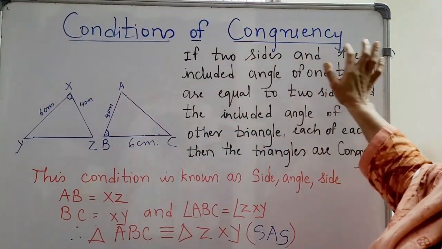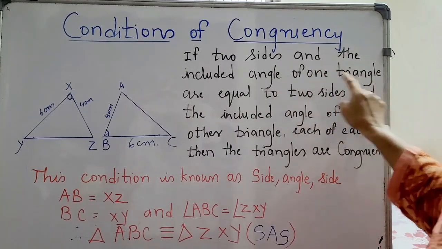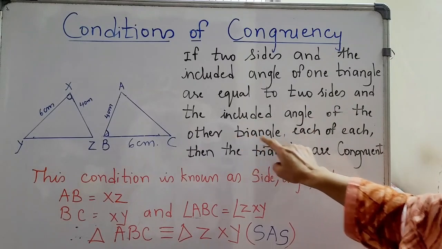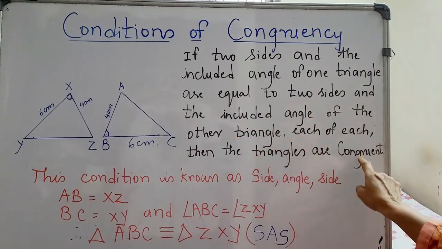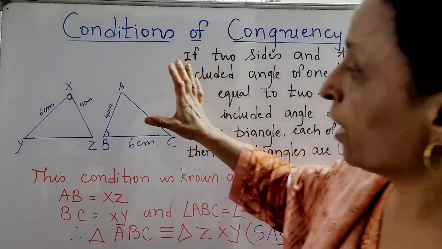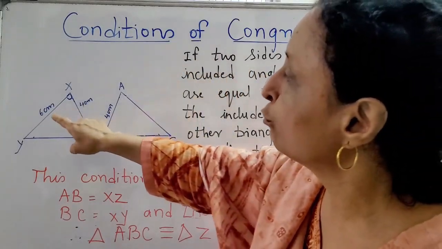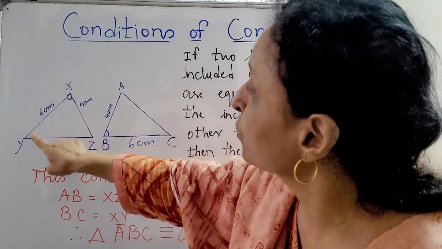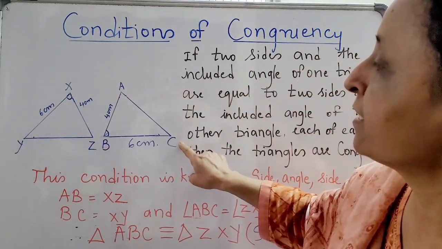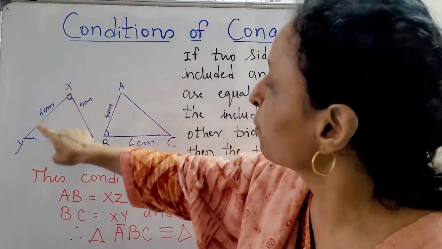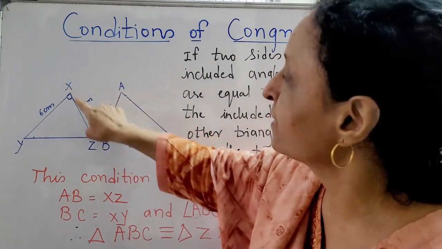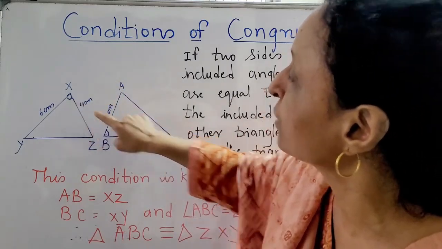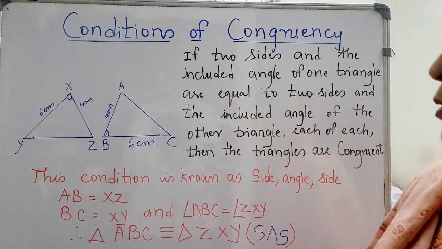Now, if two sides and the included angle of one triangle are equal to two sides and the included angle of the other triangle, then the triangles are congruent. Now, what it means is two sides. Here, the side XY is 6 centimeter, BC is 6 centimeter. Therefore, XY is equal to BC. XZ is 4 centimeter, AB is 4 centimeter. So, these two corresponding sides are equal.